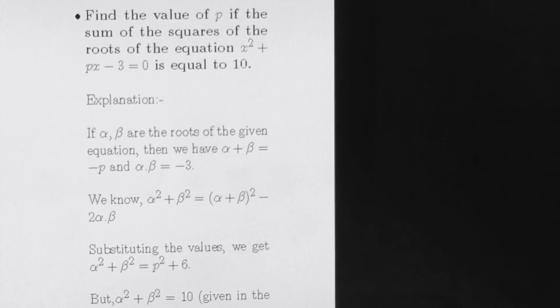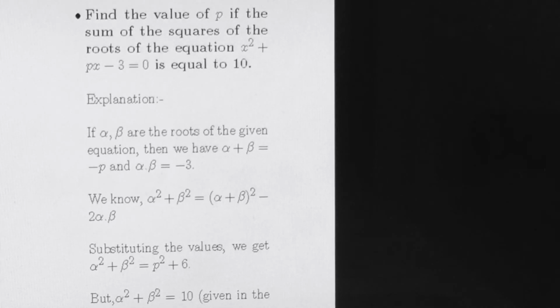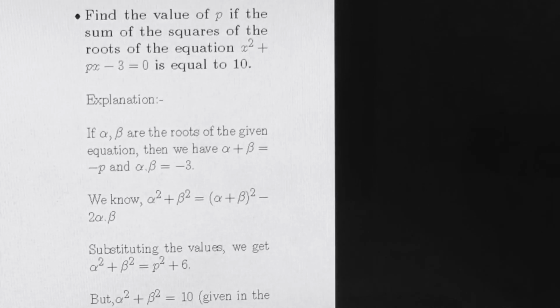Next question: find the value of p if the sum of the squares of the roots of the equation x² + px − 3 = 0 is equal to 10. Explanation: suppose alpha and beta are the roots of the given equation. So we have alpha + beta = −p and alpha × beta = −3. We know that alpha² + beta² = (alpha + beta)² − 2 alpha beta.